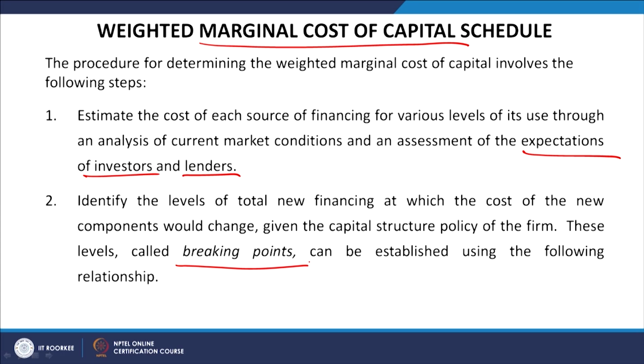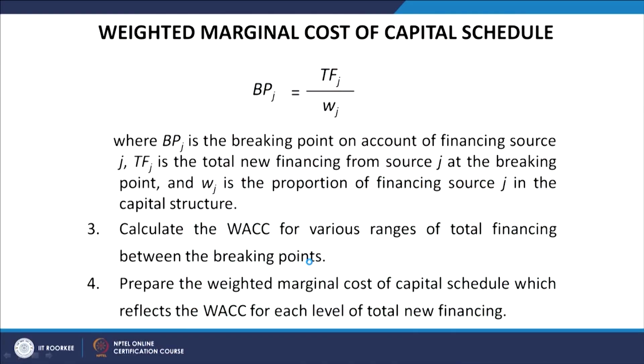Breaking points can be established using the following relationship. So, the weighted marginal cost of capital schedule will depend upon these breaking points. BPj is equal to TFj divided by Wj, where BPj is the breaking point on account of financing source j. Financing sources, as we have seen, are largely three.